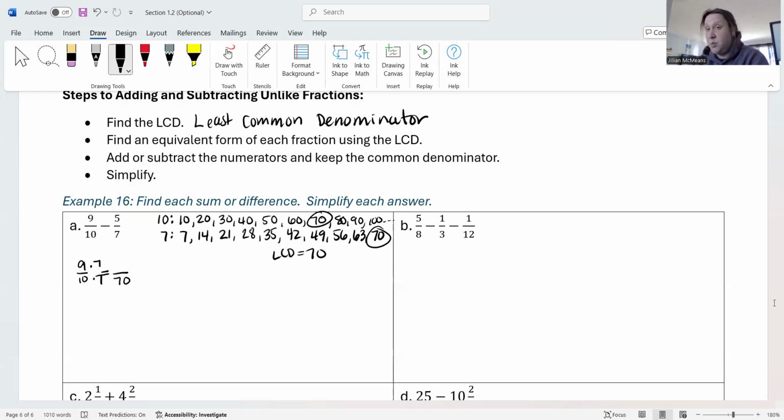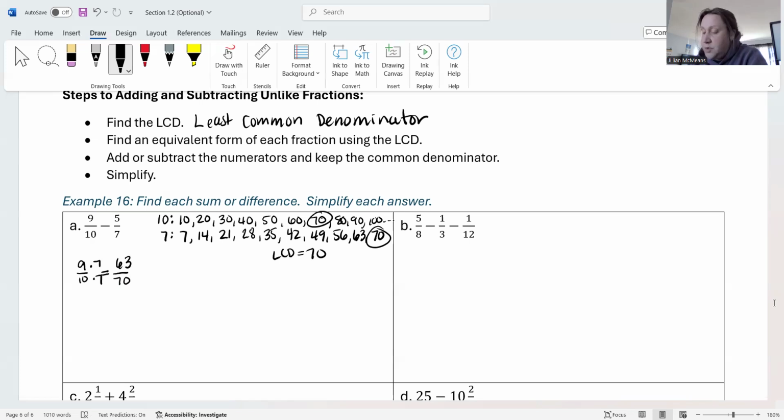Because remember, do you remember when we talked about equivalent fractions? You're multiplying by a weird form of 1. 7 divided by 7 just equals 1. When we multiply by 1, we don't change the value of what we started with. So it's just a weird way of multiplying by 1. Now, 9 times 7 is 63.